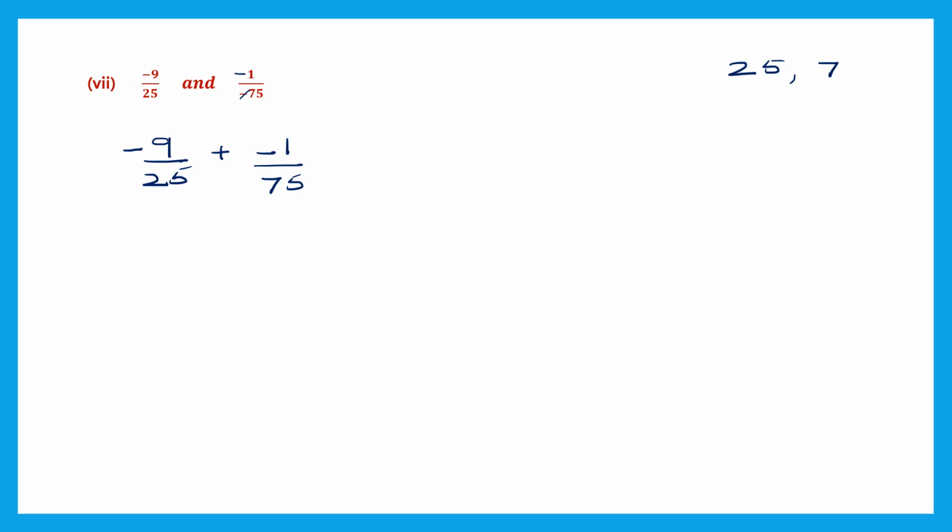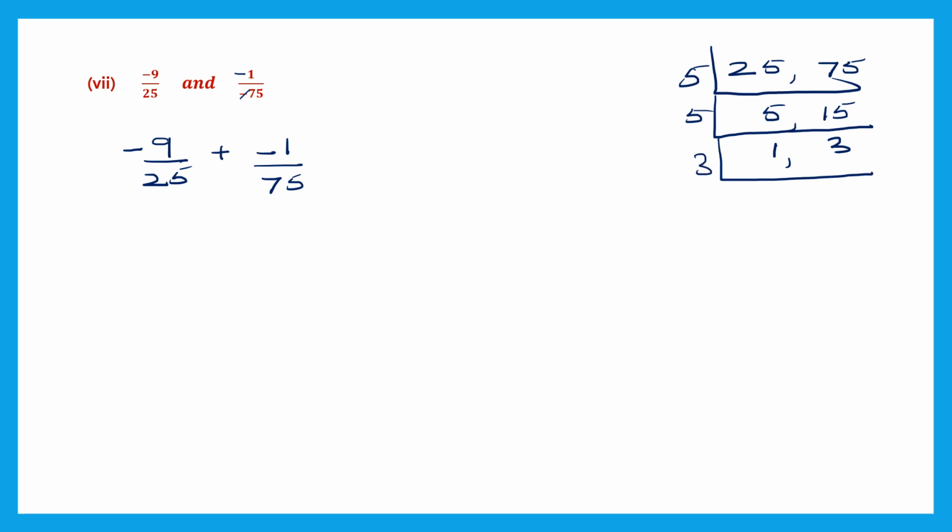25 and 75. So let's start with 5. 5 5's are 25 and 5 into how much is 75? 5 into 15 is 75. Now we can continue with 5 again. So 5 1's are 5, 5 3's are 15. Now we can continue with 3. 1 and 3 ones are 3.